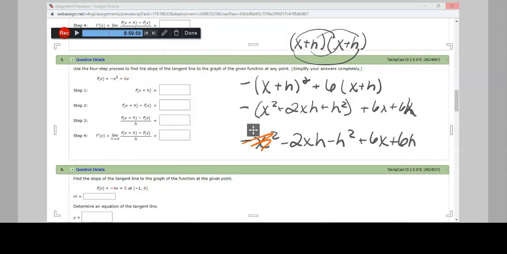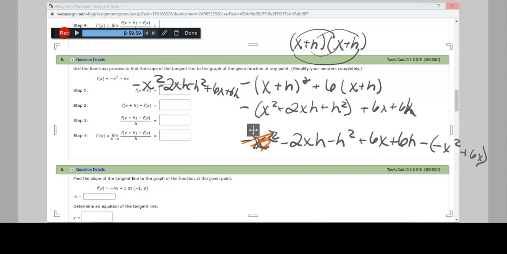All right, so this is a negative x squared still. I'm sorry, I was going to combine like terms, but we don't have any yet. So your top line, your first line, is a negative x squared minus a 2xh minus an h squared plus a 6x plus a 6h. Okay, so now what I want to do for my second line is go ahead and subtract off my original function, which is a negative, and then what was my original function? Negative x squared plus 6x.